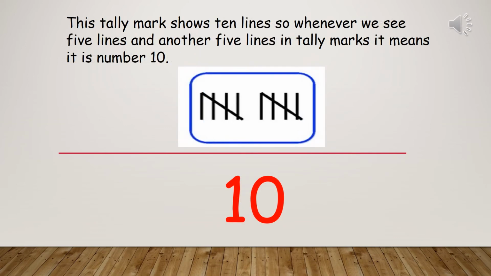This tally mark shows 10 lines. So, whenever we see 5 lines and another 5 lines in tally marks, it means it is number 10.